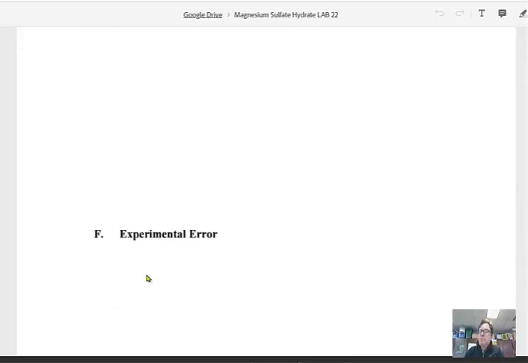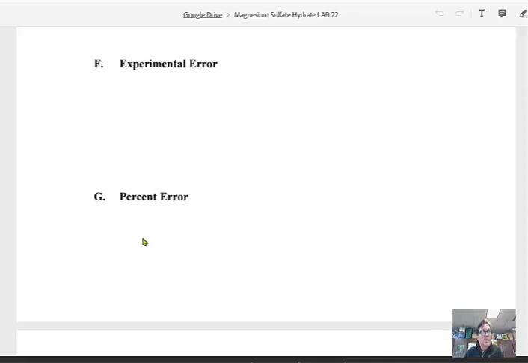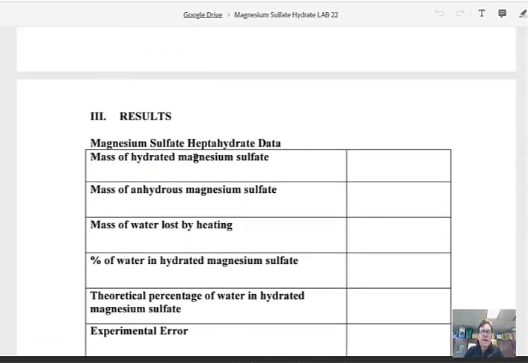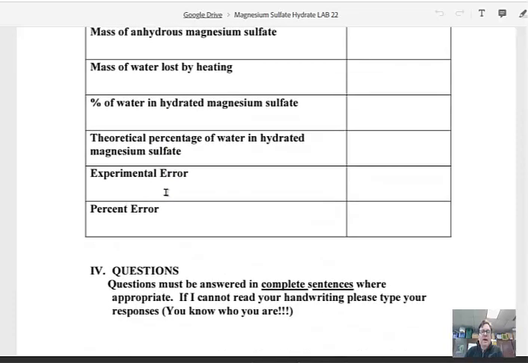Experimental error, we talked about that. Percent error, we talked about that. And then your results that you got from above, you're going to fill in on the chart here. All you have to do is fill in the numbers. And then we get to the questions part.